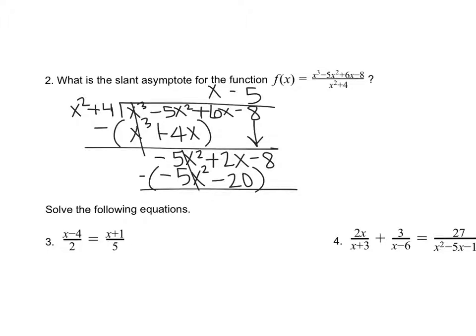There's nothing to subtract from the 2x, so it comes down, and then negative 8 minus a negative 20 changes to addition, and we get positive 12. We can't take 2x plus 12 and divide it by x squared, so we are done, and our slant asymptote is the equation y equals x minus 5.